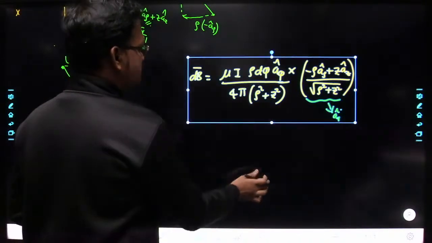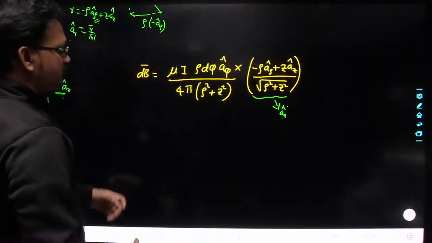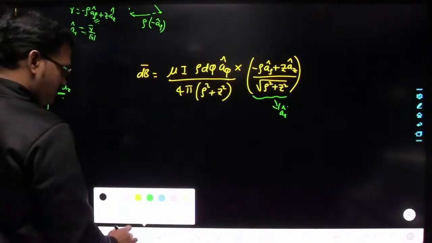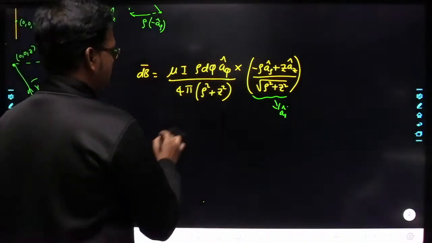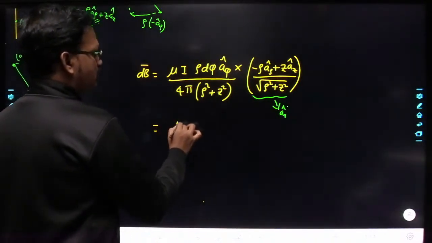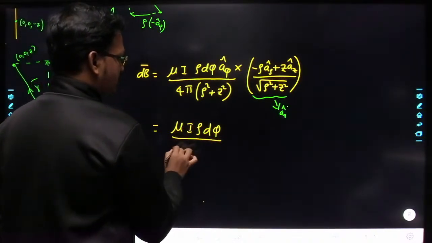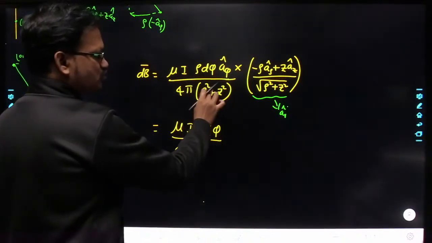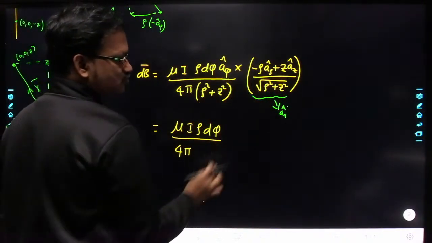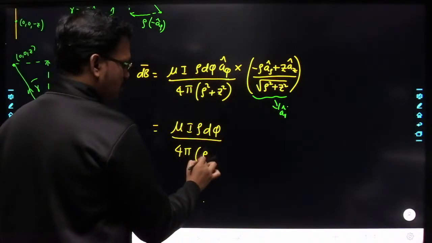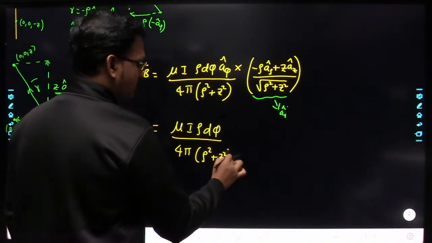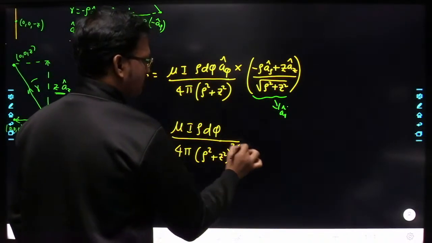Okay, so this is the B field we got. This is the small differential B field, right? So this is equal to what here? This is equal to mu I rho d phi divided by 4 pi, here rho square plus z square. The square root of rho square plus z square is nothing but rho square plus z square whole to the power of 3 by 2.